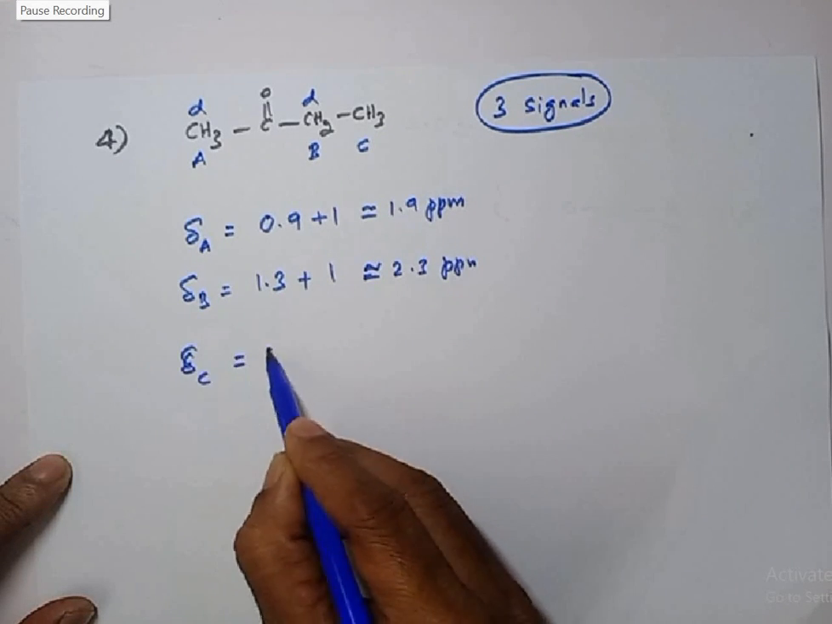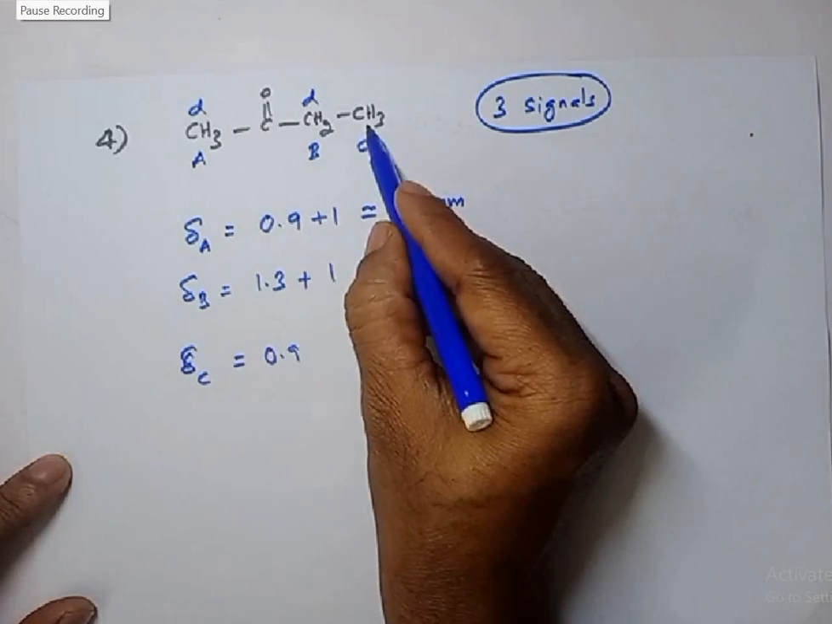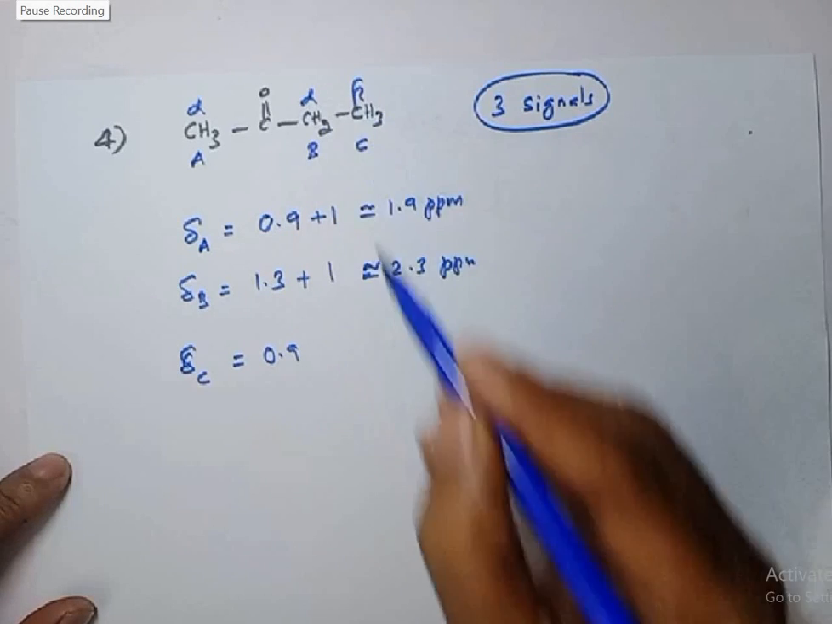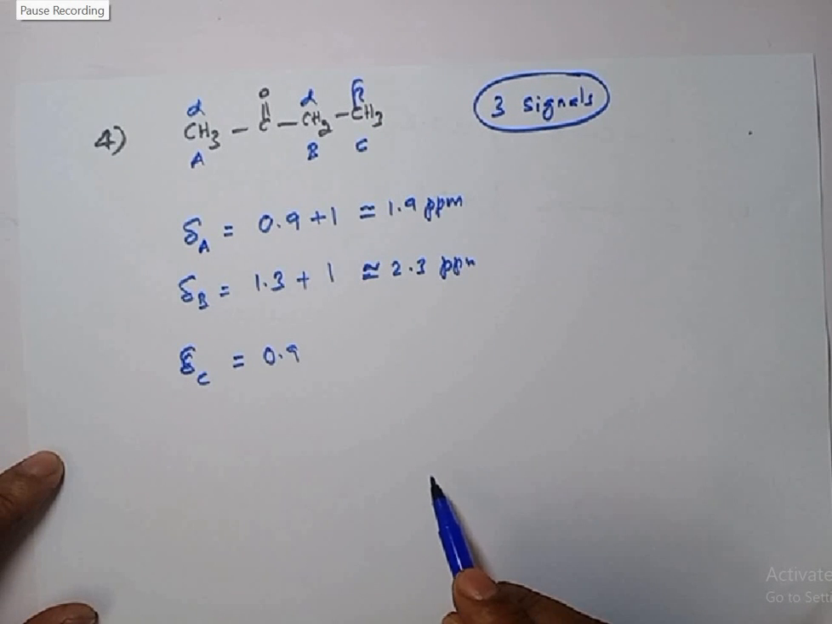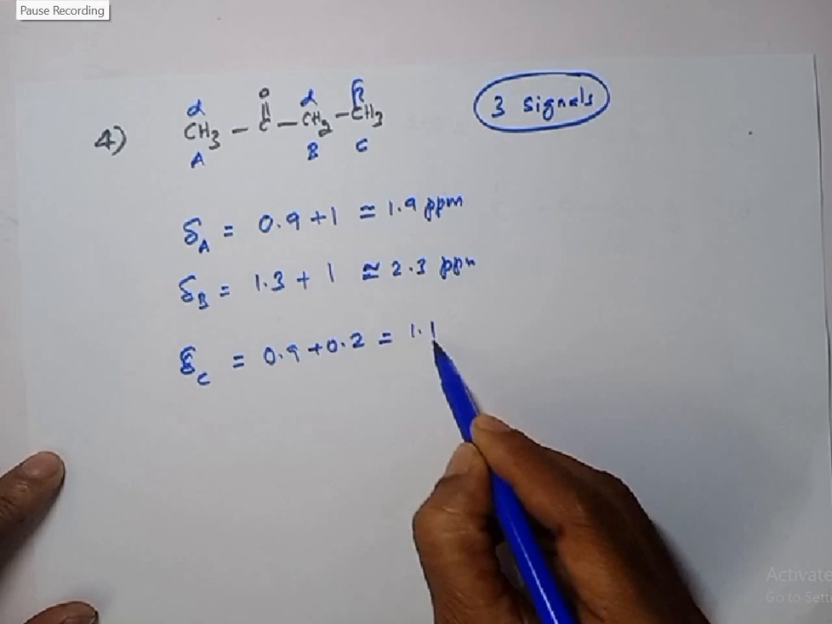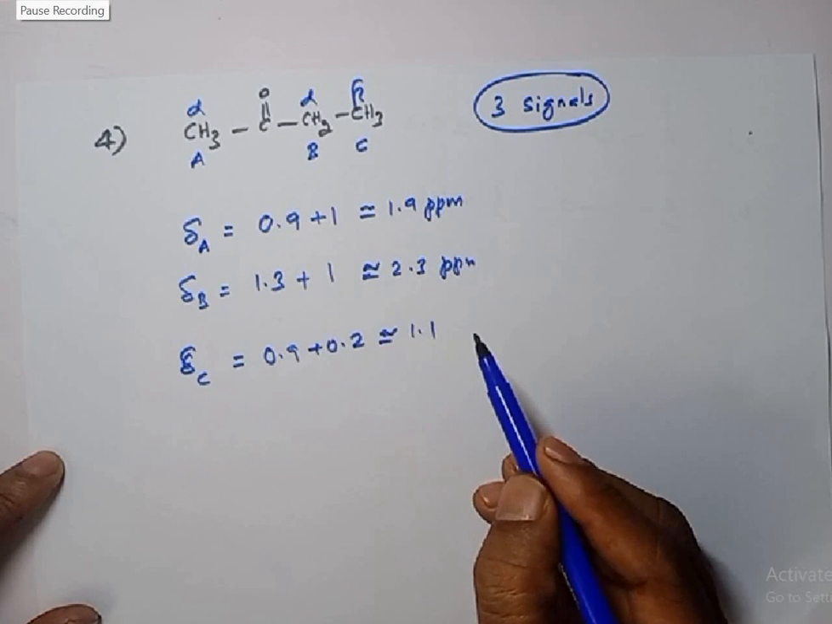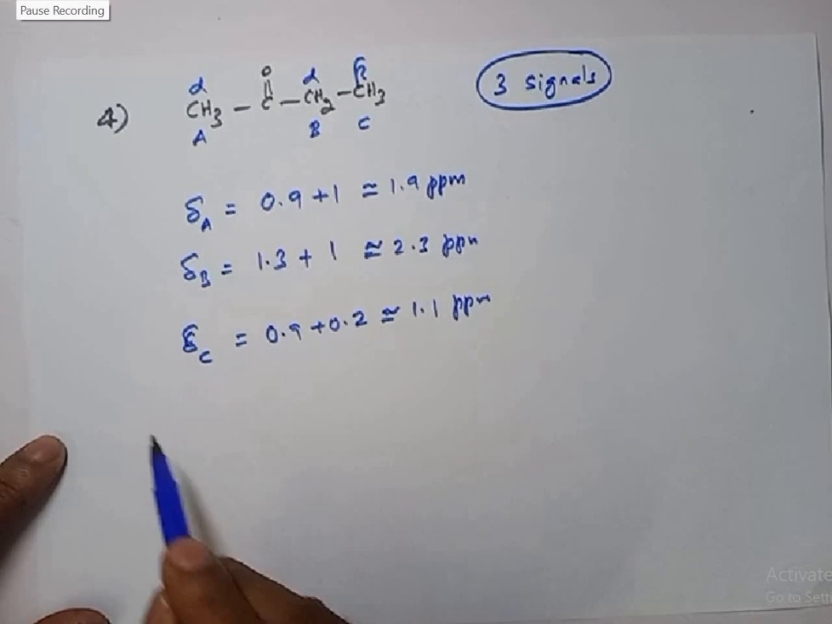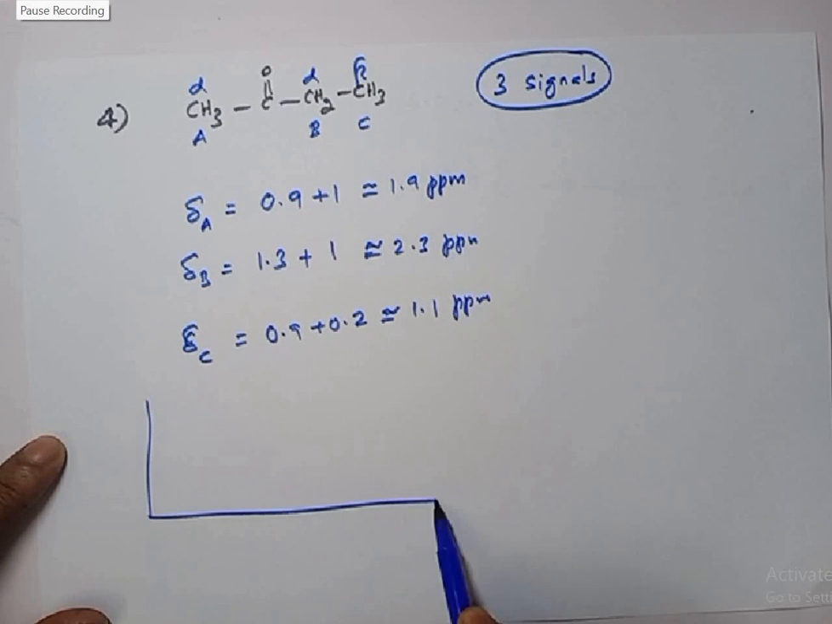Generally 0.9. Then 2.3, it is beta to the CO group, so we should add a value of 0.2, right? So the answer is 1.1. Am I right? Yes, sir. Okay. Now listen, let me draw the low resolution NMR first.